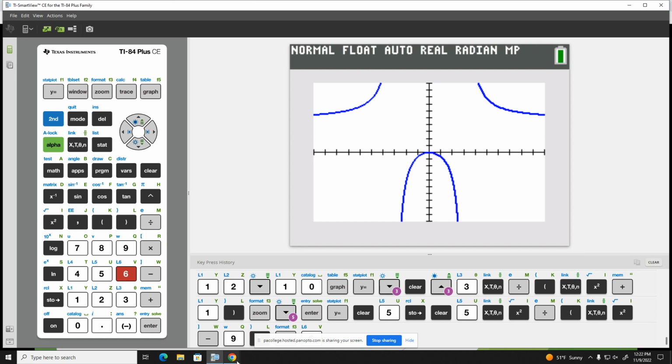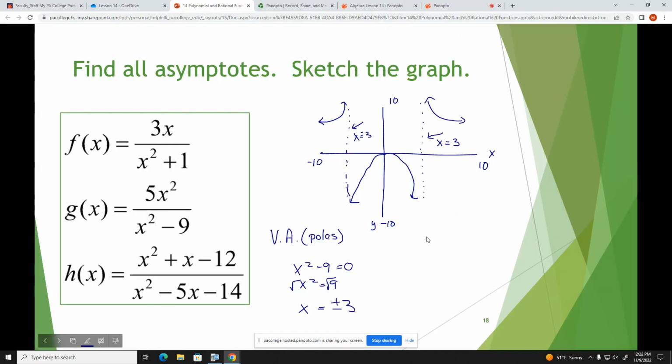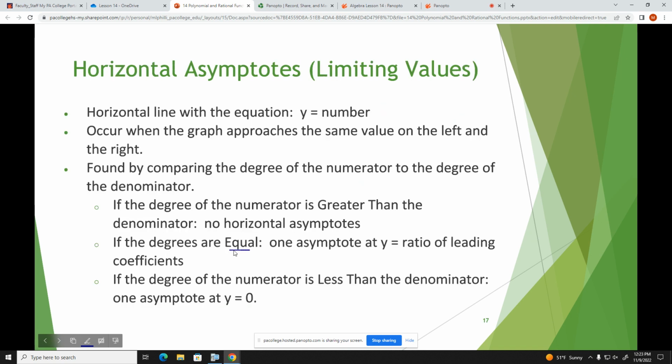Now, I also see, as I'm looking at this, that there is a horizontal asymptote. I could draw a horizontal line, and the left and the right would both go towards that line. So the way that we get the horizontal asymptote, which is also referred to as a limiting value, is by comparing the exponents, which are the degree. So when I compare, the degree of the top is 2, the degree of the bottom is 2. So I look that up in my notes. When the degrees are equal, we have one asymptote at y equals the ratio of leading coefficients.